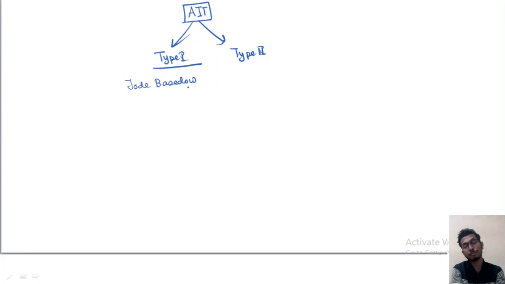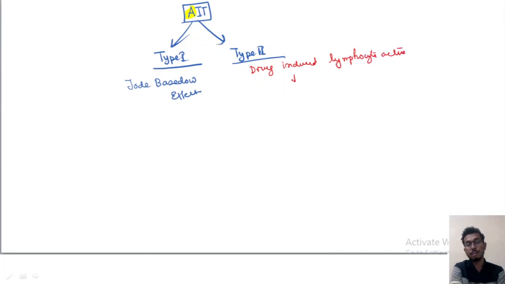Jod-Basedow effect. In type 2, instead of the iodine content, type 2 is mainly associated with the direct effect of the amiodarone, which causes drug-induced lymphocyte activation, resulting in histiocyte accumulation in the thyroid gland.